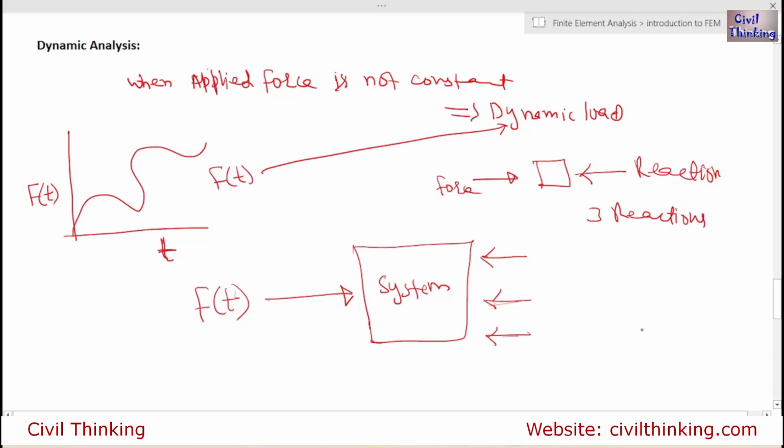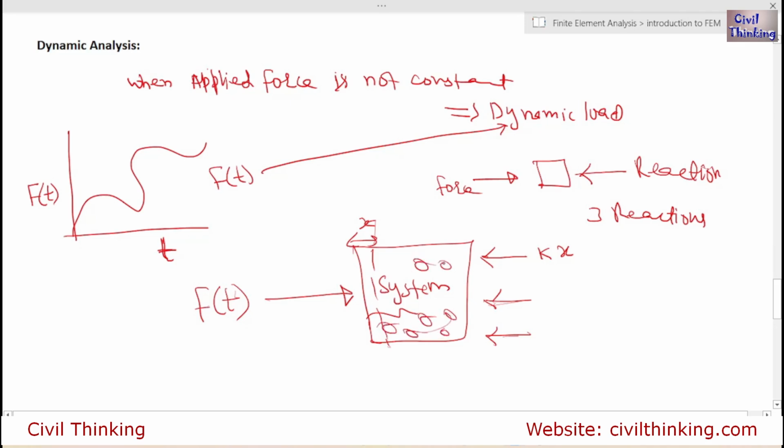One reaction will be something which will oppose the displacement, because this force will try to displace it, or maybe compress it, for example by x. So there will be a reaction which will oppose this displacement, and it will be equal to kx. Now this force, because it is changing with respect to time, will try to induce vibrations. Vibrations are when different bodies have different velocities.